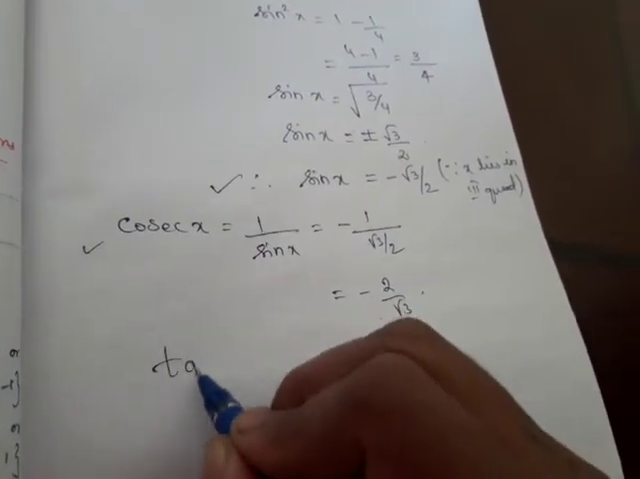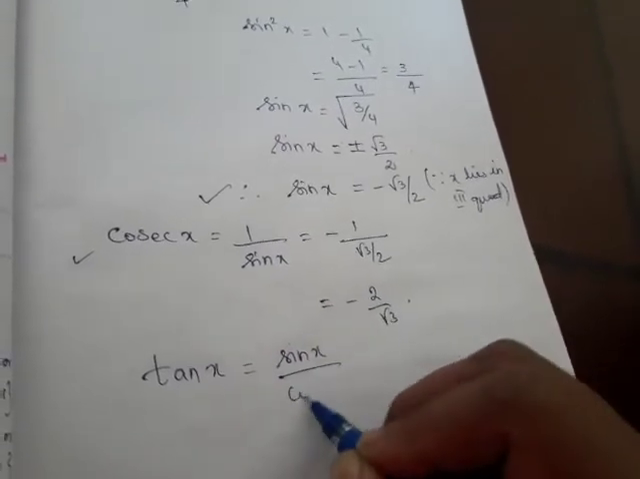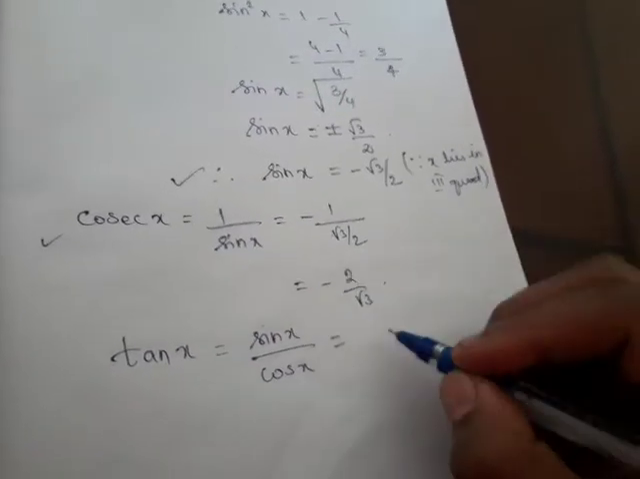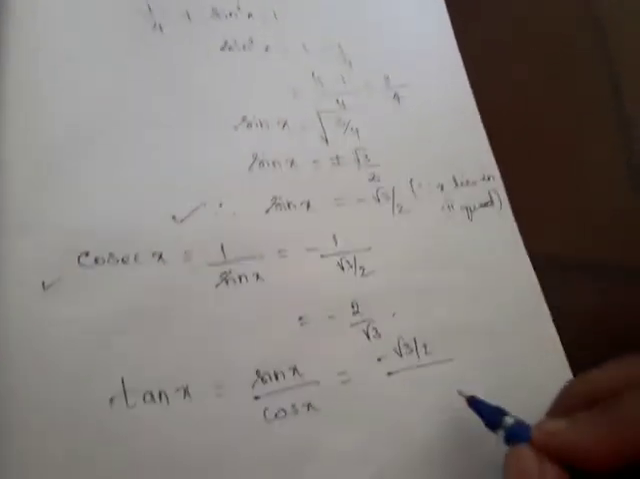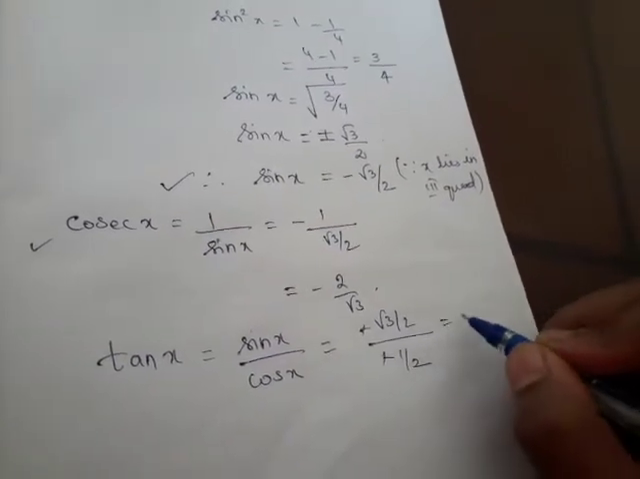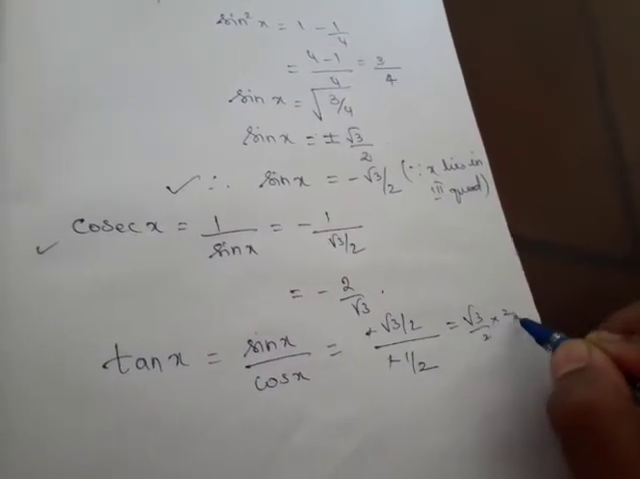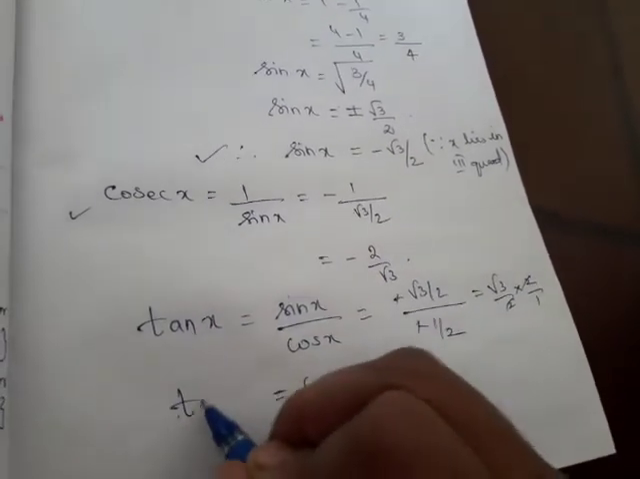Next we need to find what is tan x. Tan x is sin x by cos x. What is sin x value? Minus root 3 by 2, and cos x value, which is given in the question, as minus 1 by 2. So minus minus will get cancelled. So root 3 by 2 into 2 by 1, 2 will get cancelled. So tan x is root 3.